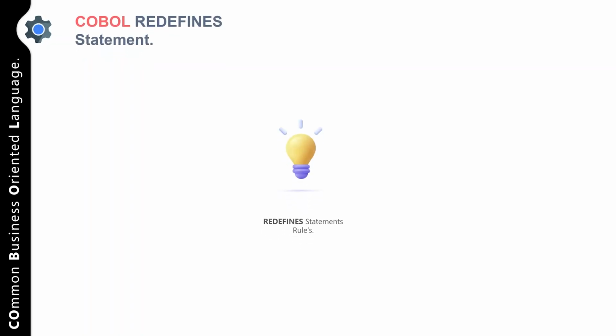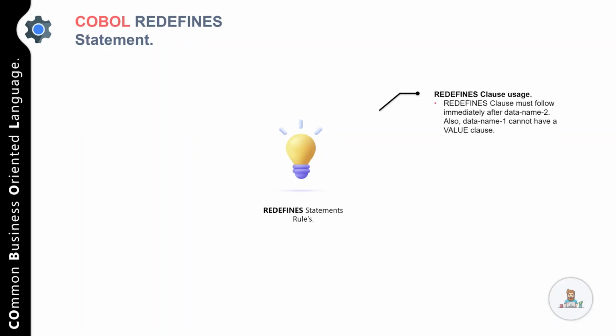Now let's look at a couple of important rules that you should always keep in mind when you're using the REDEFINES statement in your COBOL program. The first and foremost rule is regarding REDEFINES usage. The REDEFINES clause must follow immediately after data-name-1, and data-name-1 cannot have a VALUE clause. These are two important things you should always keep in mind.